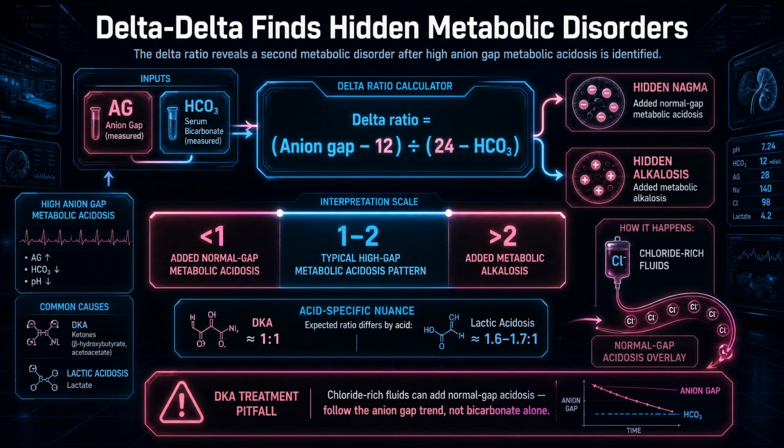Delta-delta is used after you identify a high anion gap metabolic acidosis. The delta ratio is the anion gap minus 12, divided by 24 minus bicarbonate. If the ratio is less than 1, there is likely an additional normal gap metabolic acidosis. If it is between 1 and 2, the pattern fits typical high gap acidosis. If it is greater than 2, there is likely an additional metabolic alkalosis. Remember that the expected ratio differs by acid. Diabetic ketoacidosis is often about 1 to 1, while lactic acidosis is often around 1.6 to 1.7 to 1.